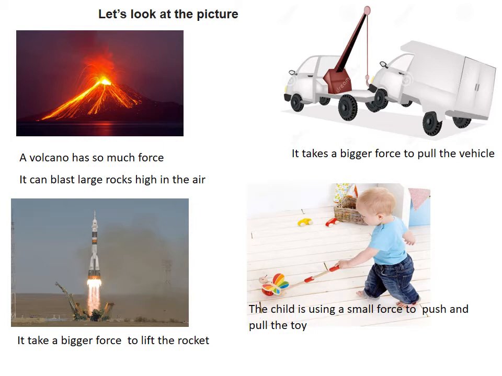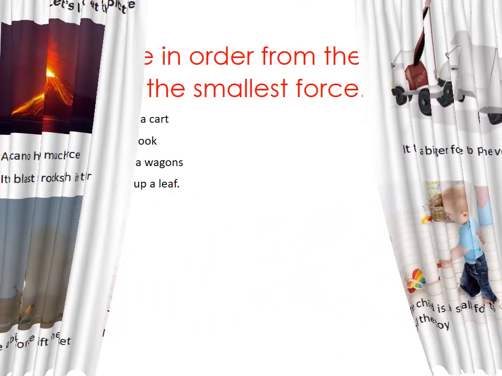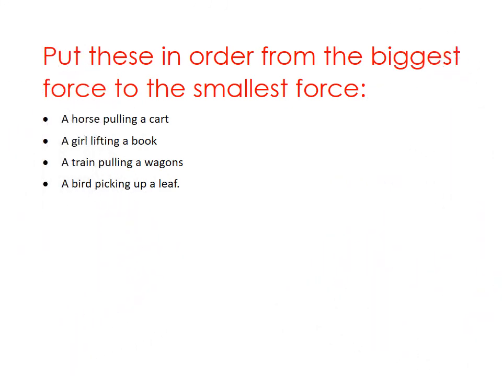So, let's check the questions. Question number 1. Put these in order from the biggest force to the smallest force. A horse pulling a cart, a girl lifting a book, a train pulling wagons, a bird picking up a leaf. Arrange them from the biggest force to the smallest force.